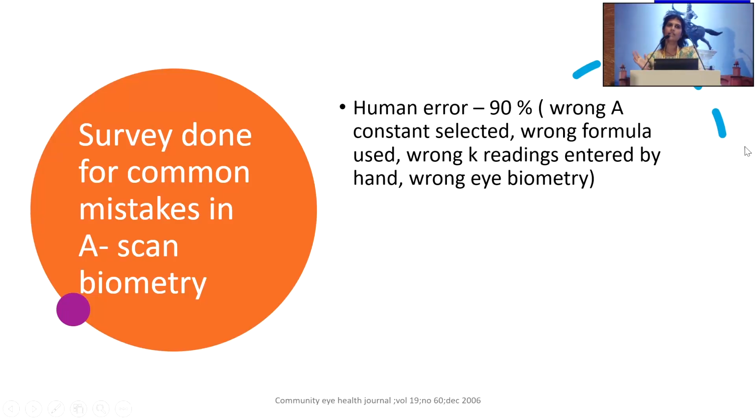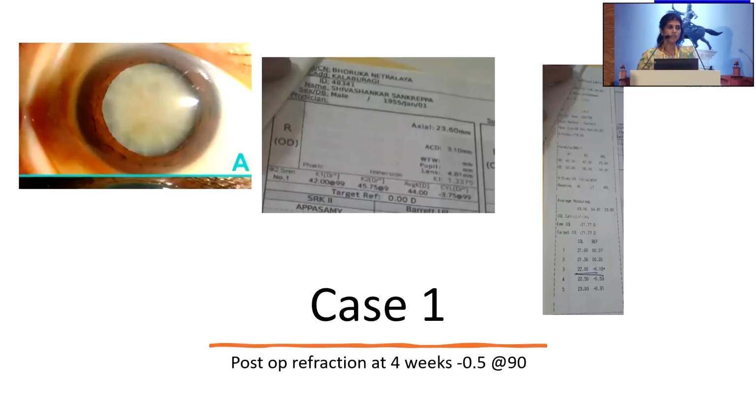The next thing is another survey which was done in the UK on the common sources of mistakes in A-scan biometry: 90% was human error, and 10% was machine or technical error. The human error could be a wrong A constant selected, wrong formula used, wrong K readings entered by hand, or wrong eye biometry.